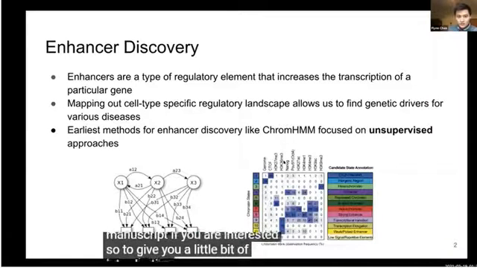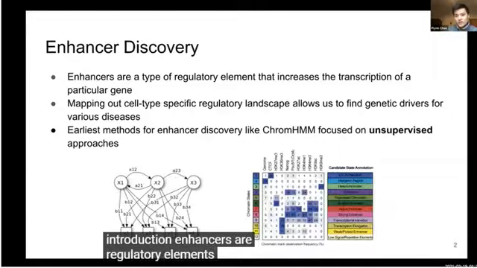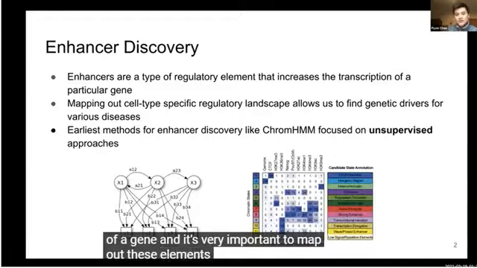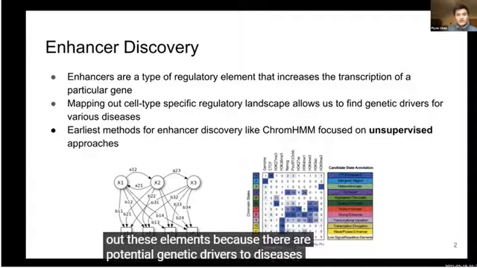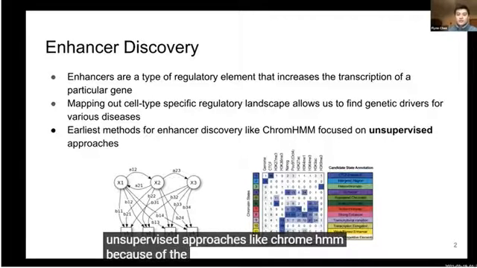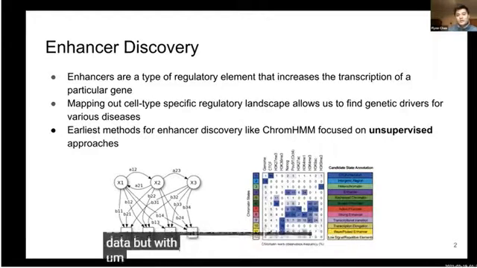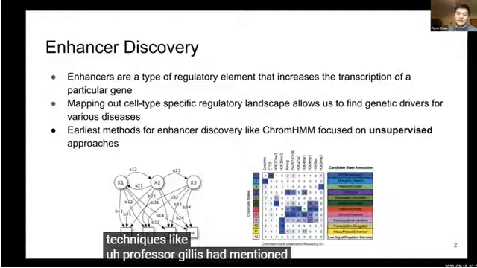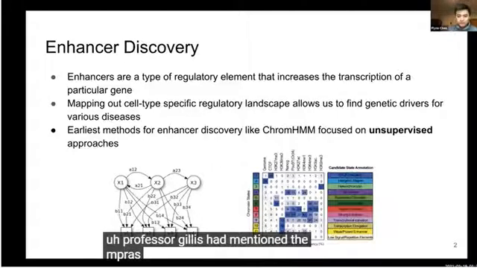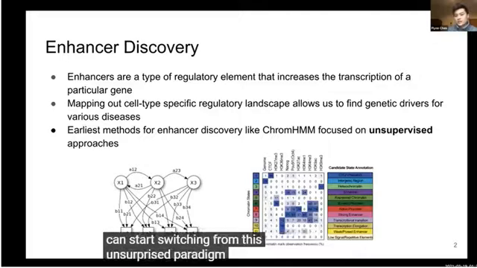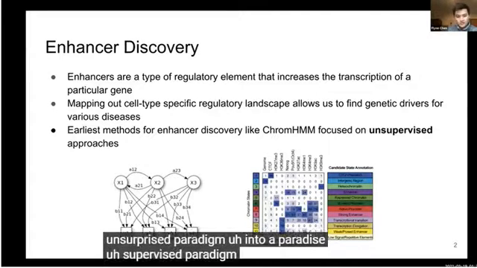So to give you a little bit of introduction, enhancers are regulatory elements that increase the transcription of a gene. And it's very important to map out these elements because they are potential genetic drivers of diseases. The earliest methods have focused on unsupervised approaches like ChromHMM because of the lack of supervised data. But with recent advances in experimental techniques like the MPRAs that Professor Achilles mentioned, we can massively probe enhancers and obtain a large labeled data set, and we can start switching from this unsupervised paradigm into a supervised paradigm.